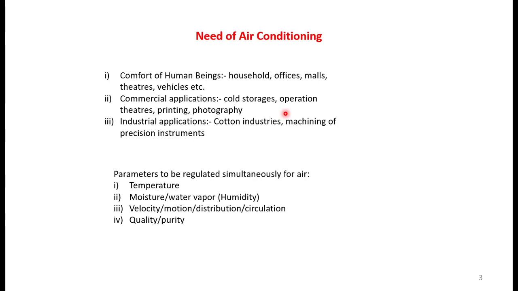So when we control all these parameters simultaneously, isn't it? So that process is known as air conditioning. Okay. So air conditioning can be defined as the simultaneous control of temperature of air and the moisture content in the air, velocity of the air, and quality and purity of the air. So all these four parameters are equally important as far as the air conditioning is concerned.